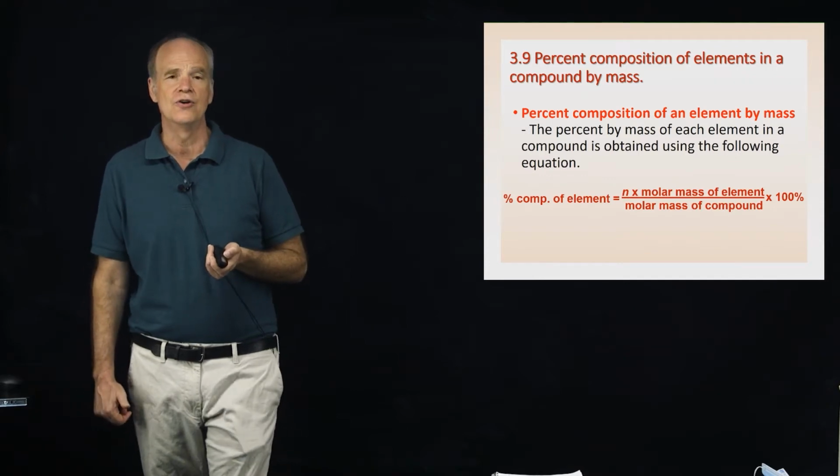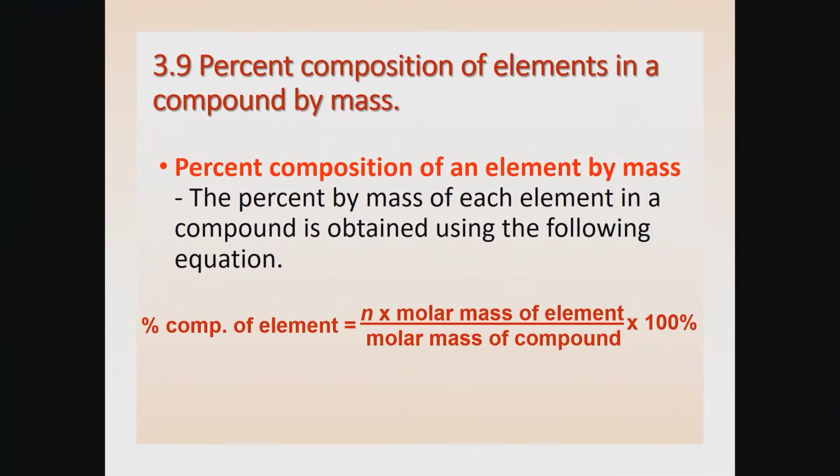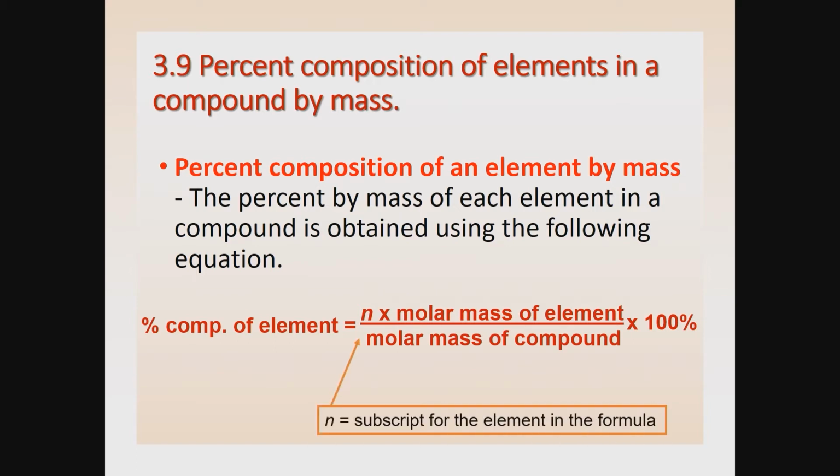So your goal is to look at a compound and identify the elements in it, and then for each element, what is the percentage of that element by mass in the compound? And so there's a formula that you will use for that. The percentage composition of the element is going to be equal to the number of atoms of that particular element times the molar mass of that element divided by the molar mass of the compound, and then times 100%. And so that should give you an answer in percentage.